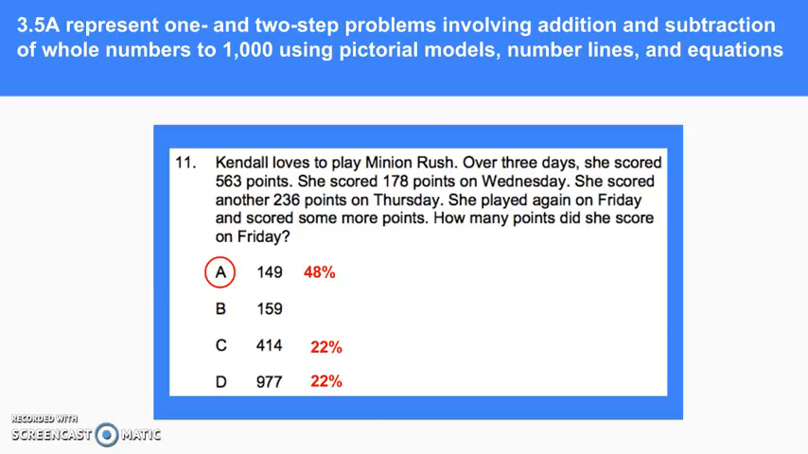C and D were common responses. For C, students only completed the first step, adding 236 and 178. And for D, students added all 3 numbers together. The second step caused 44% of our students to respond incorrectly for number 11.